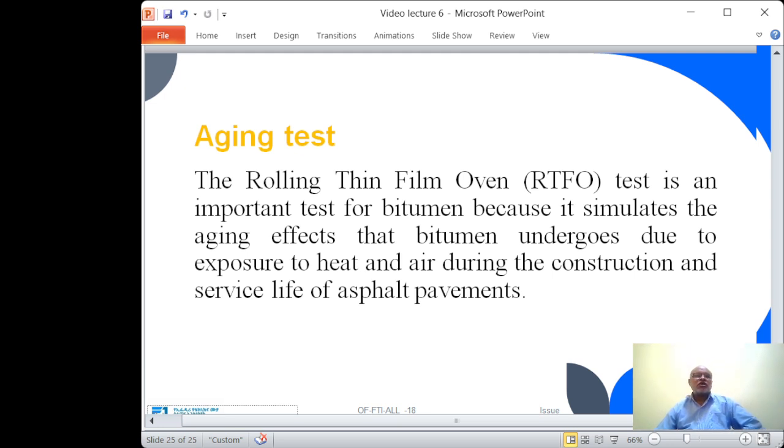This test helps to predict the performance of bitumen in terms of durability and resistance to cracking and rutting. By subjecting bitumen to high temperature and airflow in the RTFO test, it allows for the evaluation of how well the bitumen will perform over time, providing valuable information for the selection of appropriate bitumen for road construction.